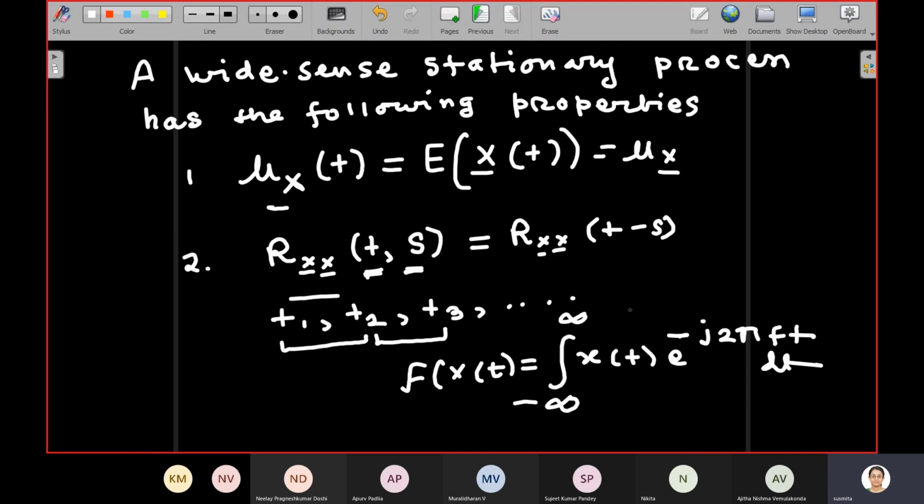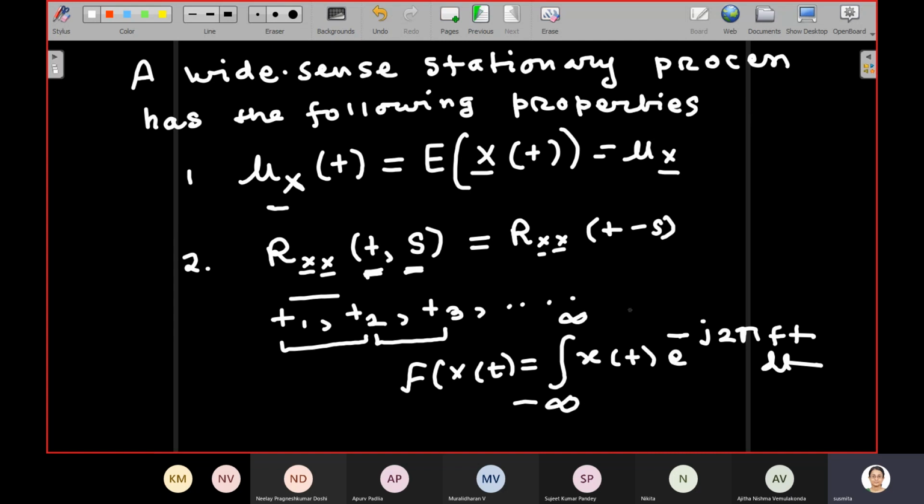Now when x of t is a deterministic signal, we have no issue. We just do this and we find the Fourier transform, and then from the Fourier transform we can do all our analysis. But if x of t is random, if you take its Fourier transform, that is also random. So instead of getting some meaningful information, what you see is some random pattern in the frequency domain. So from there, the random pattern, you cannot derive any conclusion.